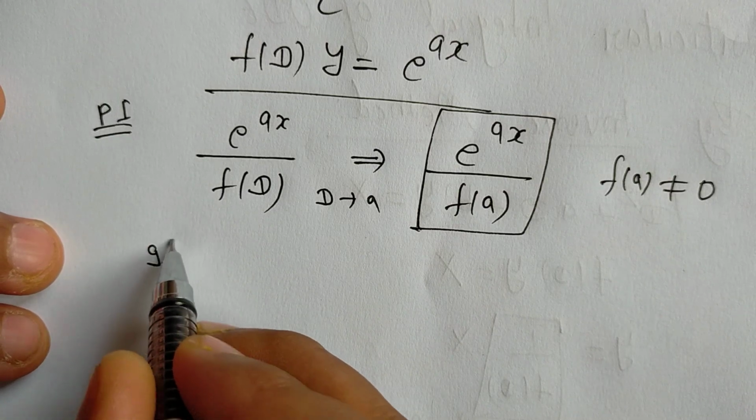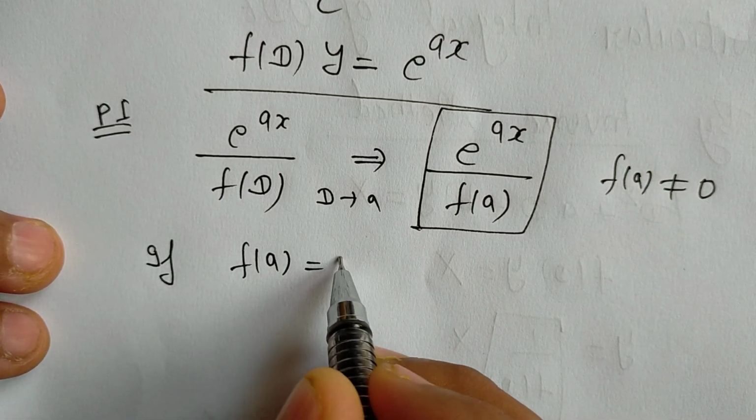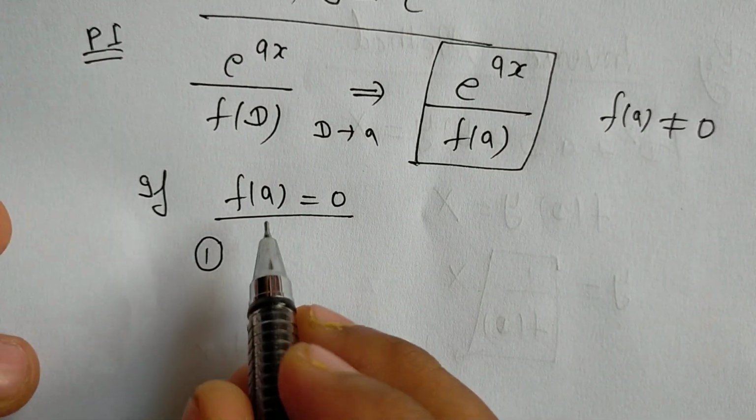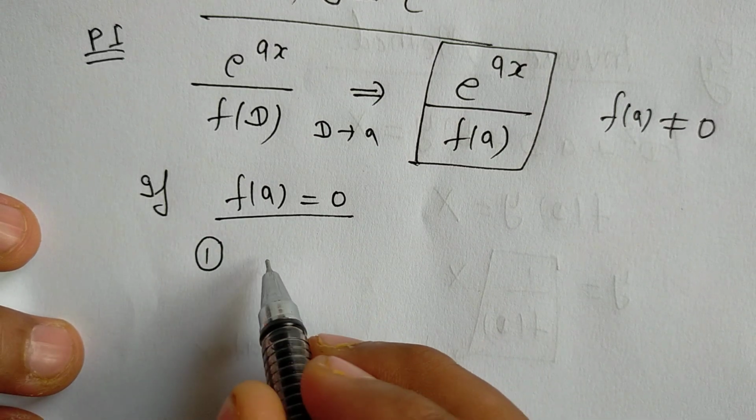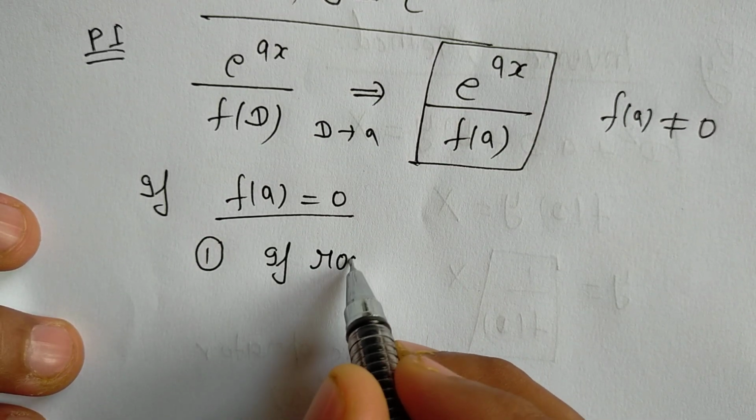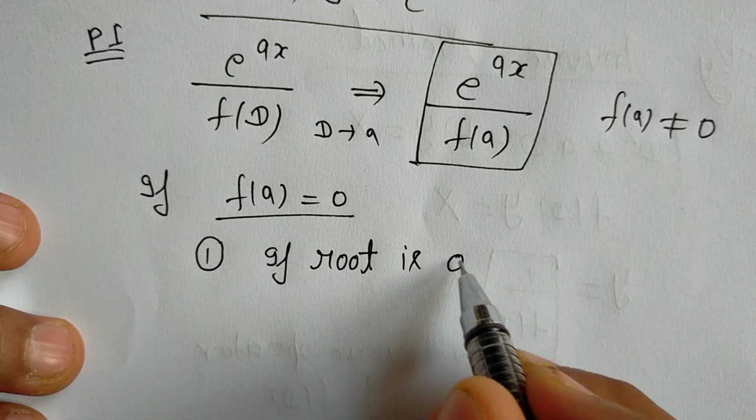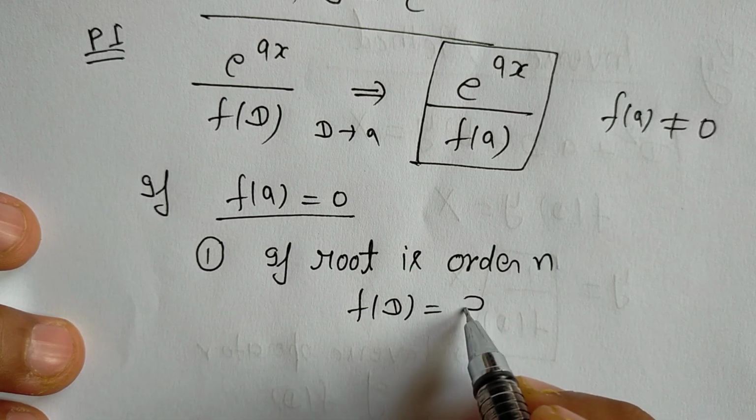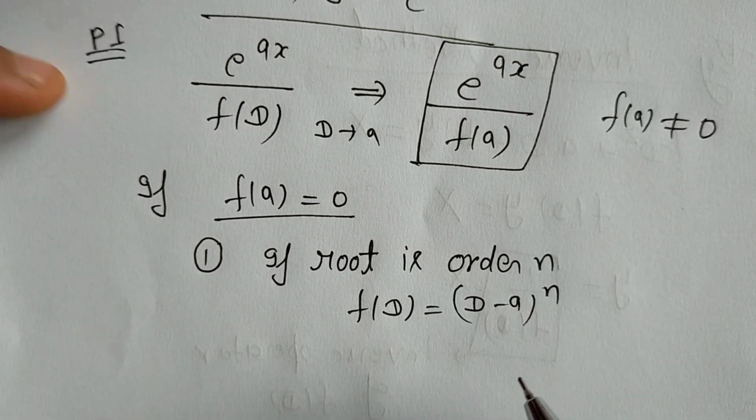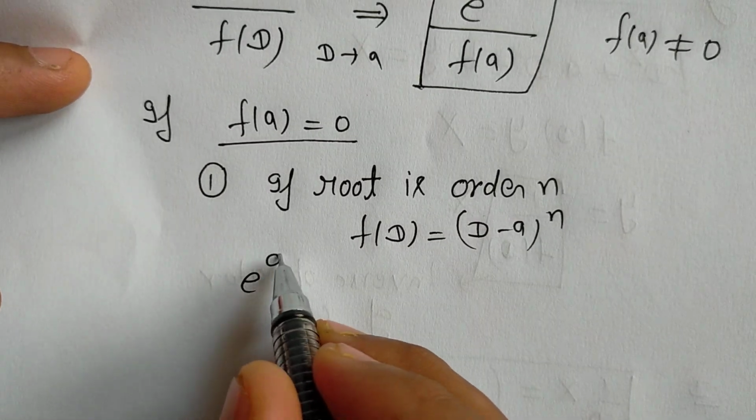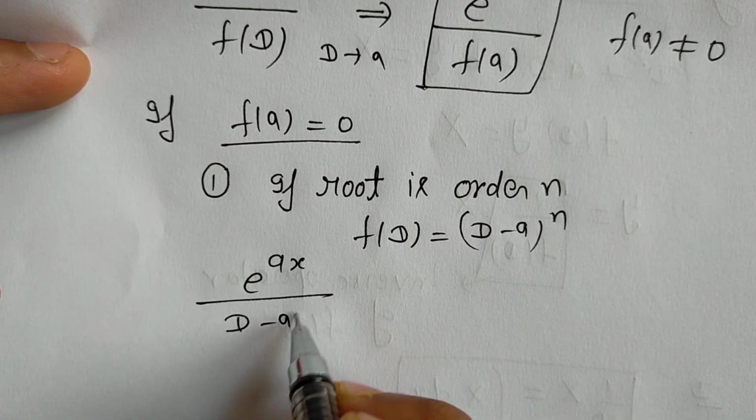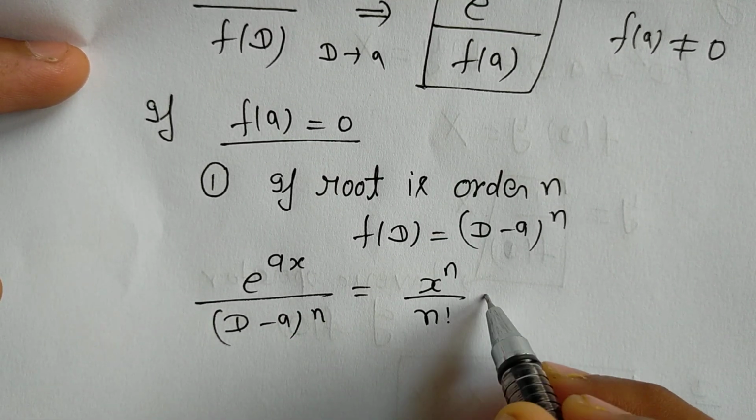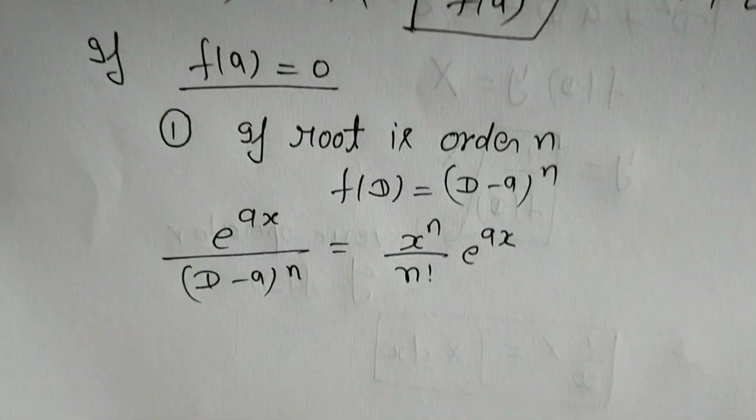Now if f of a equal to 0, we have two cases. One case: here a is a root of f(D). If the root is of order n, meaning f of D equal to (D minus a) power n, then the particular integral e power ax by (D minus a) power n equal to x power n by factorial n times e power ax.